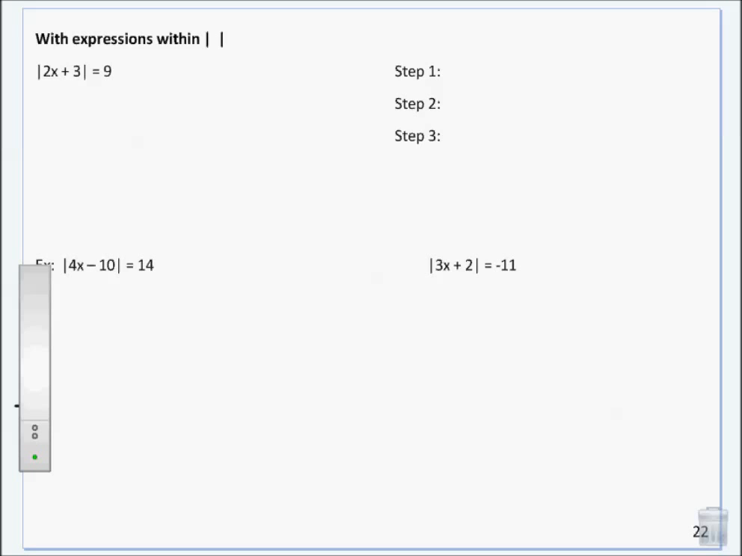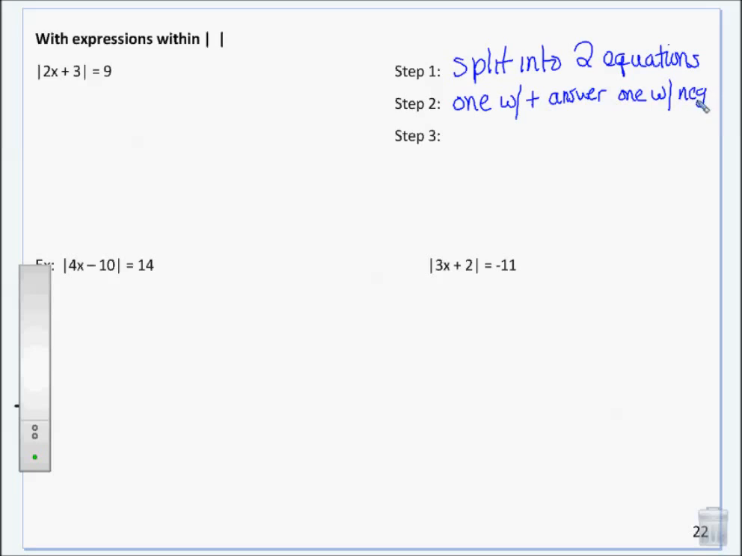Inside the absolute value, that whole expression, so in this instance, 2x plus 3, this whole expression will either be positive 9 or negative 9. So I have to split it into 2 equations. One with a positive answer, one with negative, and then solve each. And we can do that in one combined, like the 3x, or we can split it. So I'm going to do 2 examples, one with it combined and one with it split, and then you can pick the way you like better.